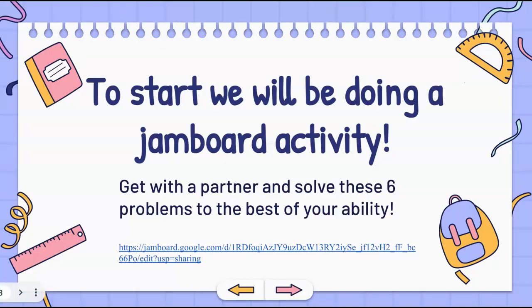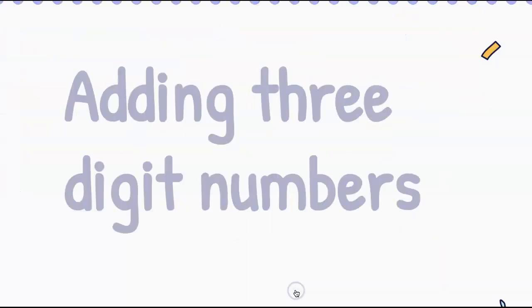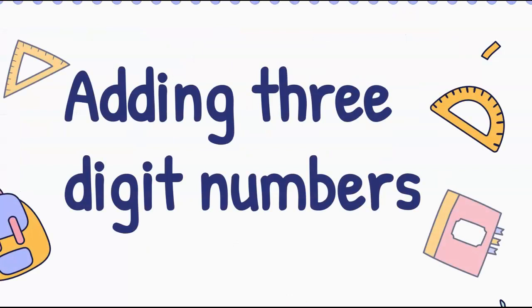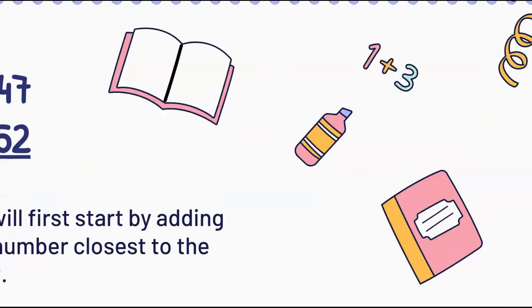All right, now that you guys are done with that, we're going to move on. So adding three-digit numbers, this is very similar to adding two-digit, but we're adding another space. So we're going to first start by the rightmost column. This is the same as everything else. Math is always right to left when doing equations like this.